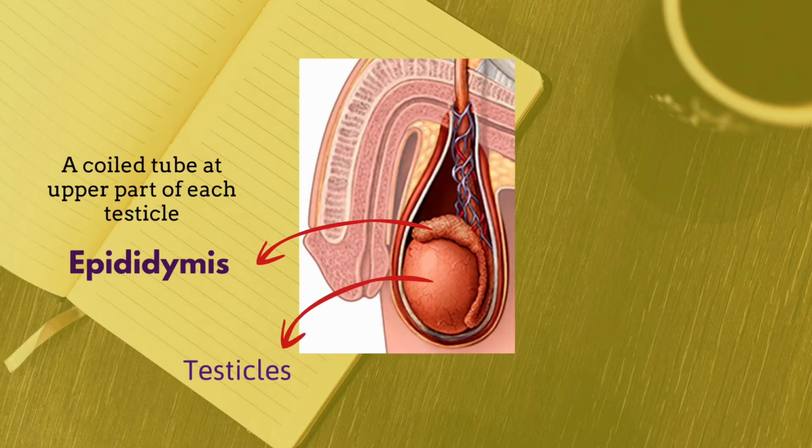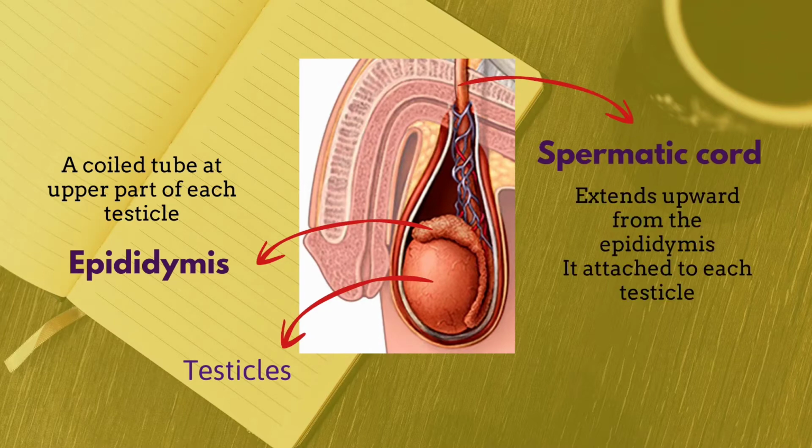The epididymis is a coiled tube at the upper part of each testicle. This tube runs down the length of the testicles, then turns upward towards the body. The spermatic cord extends upward from the epididymis and is attached to each testicle. Each cord contains the vas deferens plus arteries, veins, nerves, and lymphatic vessels.